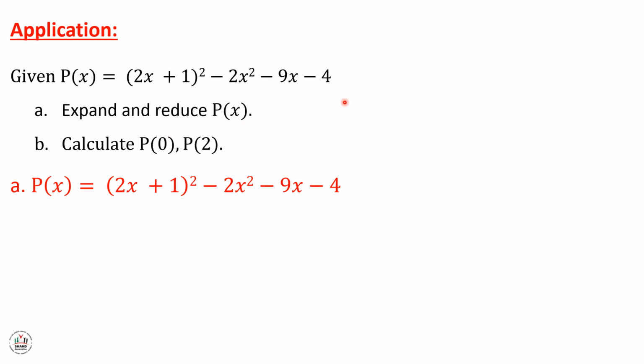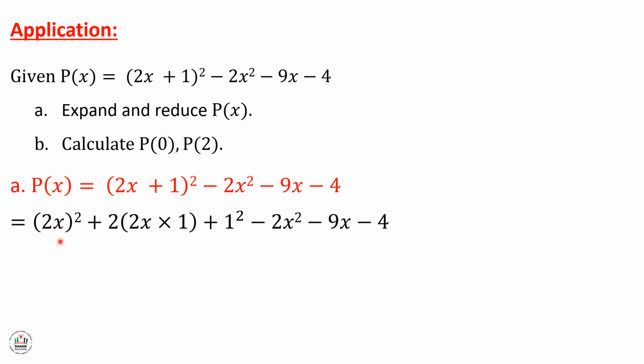And of course, we keep the rest of the terms as they are. We have nothing to do with them. So (2x plus 1) squared, if you want to apply the first remarkable identity, we should square the first term, (2x) squared plus 2 times the terms inside the brackets, 2x and 1, so 2 times 2x times 1 plus 1 squared, and again we keep the rest of the terms as they are. So (2x) squared equal to 4x squared, 2 times 2x times 1 equal to 4x, 1 squared still 1, so minus 2x squared minus 9x minus 4.